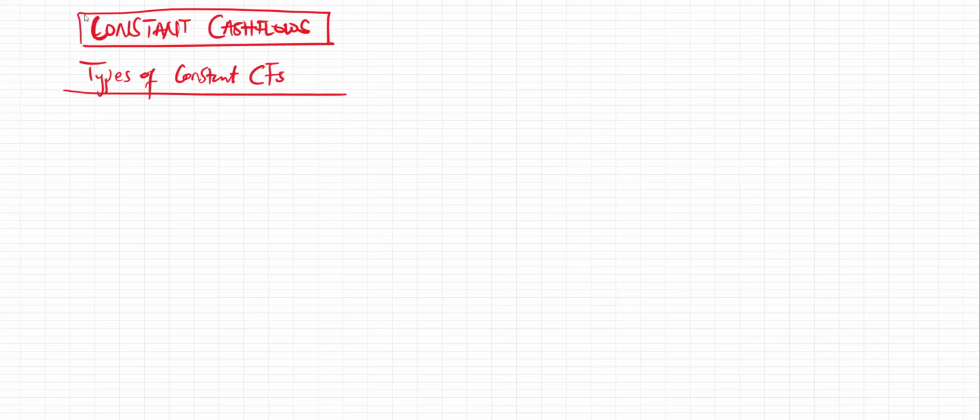Constant cash flows are of two types. It can be an annuity. That is constant cash flows for a number of periods, or a number of years. So if I tell you to invest 10,000 and get 2,000 for the next 10 years, it is what? An annuity.